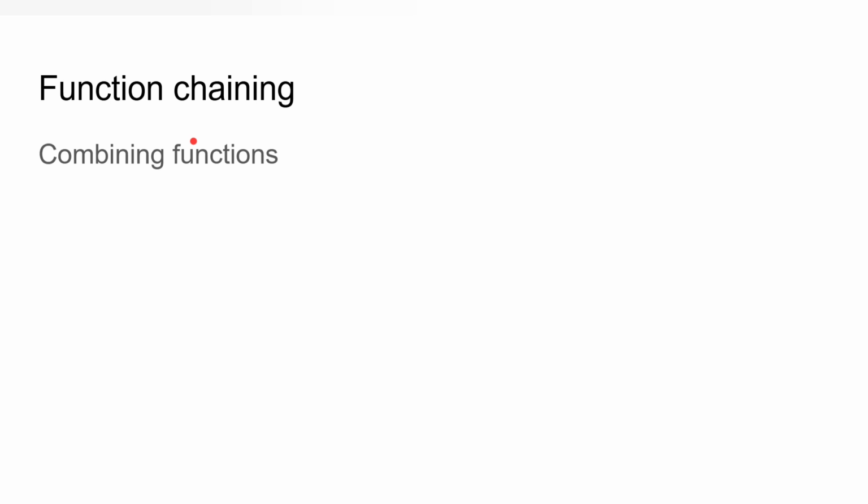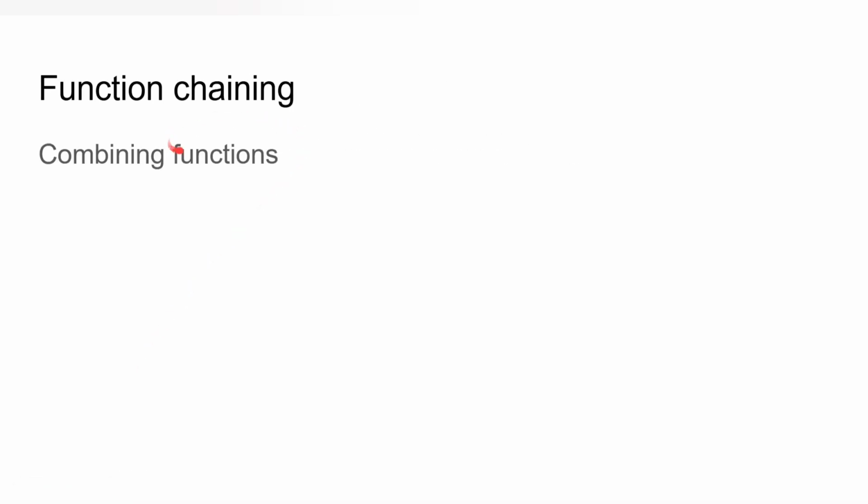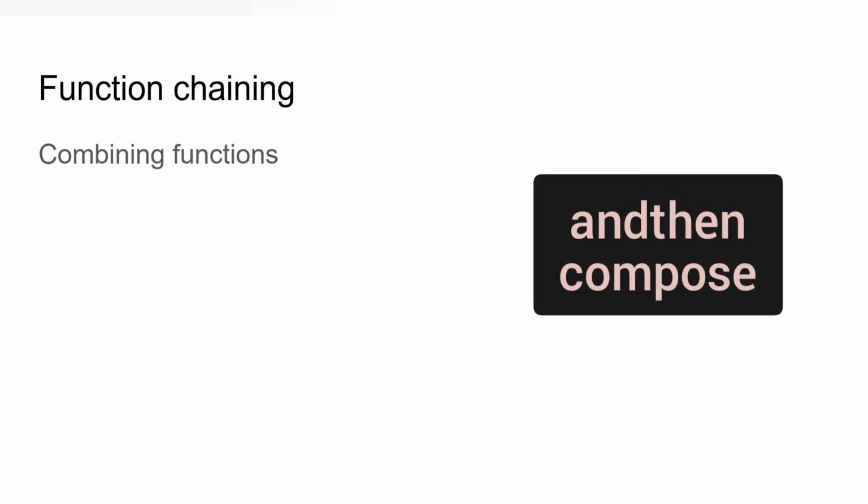In a similar way, we have seen in the predicate functional interface also. It was called predicate joining. Remember, we have predicate joining, and to combine two predicates, we had three logical operators: and, or, and negate. In the same way, for function chaining, to combine the functions, we have two methods that are used. First is andThen and second is compose. Now remember these two methods, andThen and compose. We will see how to make use of them in the demo.